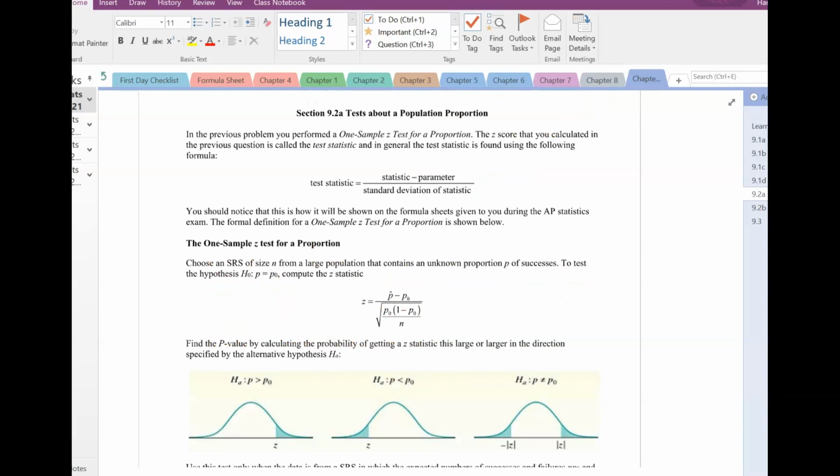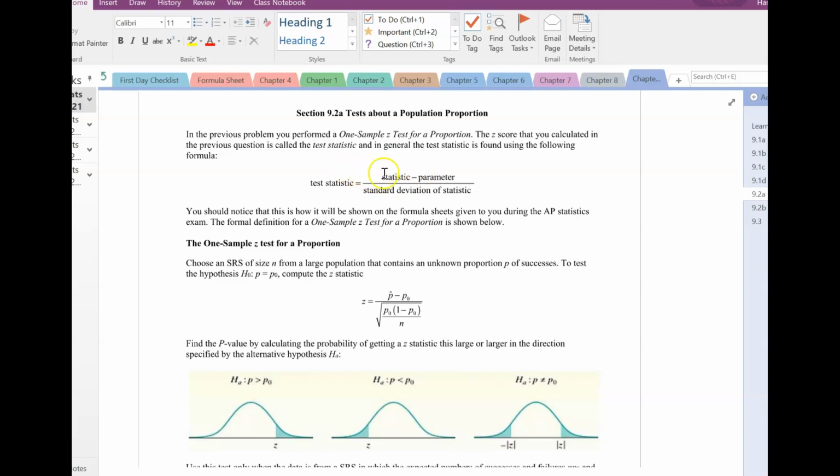Okay, then flip to the next page. Let's get a little more specific about what we just did. What we just conducted was a one sample z-test for proportion. The names of these tests are going to be important. And in here, we have a general format for what's called the test statistic. The z-score that you calculated in the last question is called the test statistic.